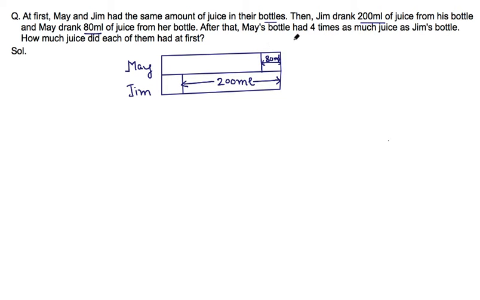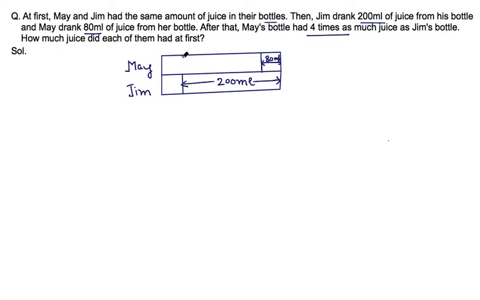Then what happens at the end? Obviously, in the start they have the same amount of juice and Jim drank a lot more than May. So May must be having a lot more juice than Jim. But how much more? It's written here. May's bottle had 4 times as much juice as Jim's bottle. So what is left for May is 4 times of Jim.